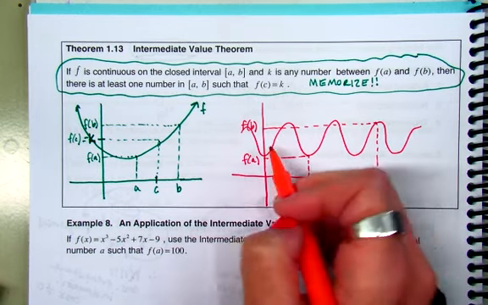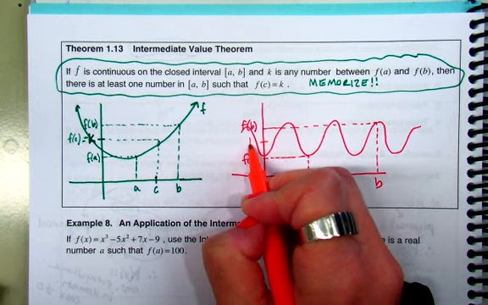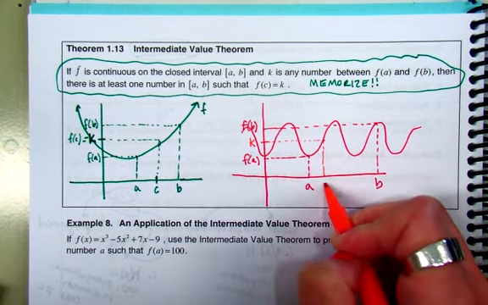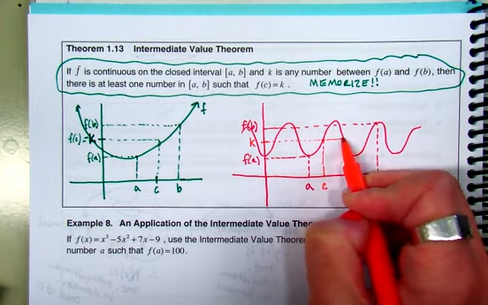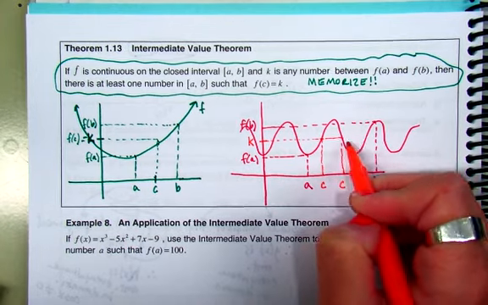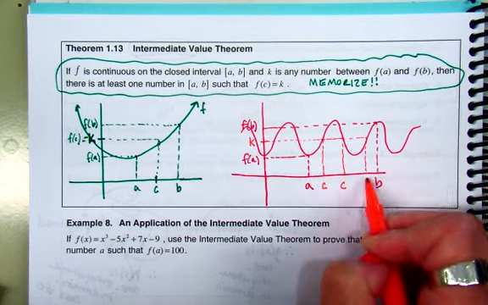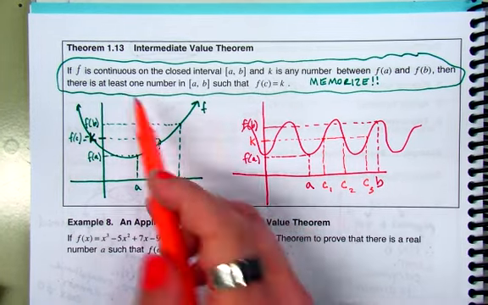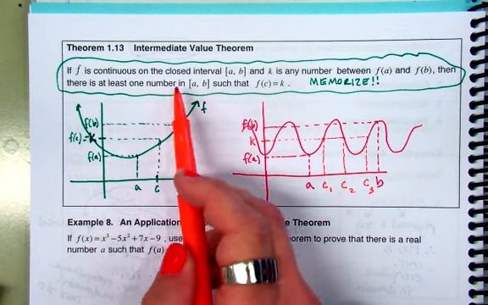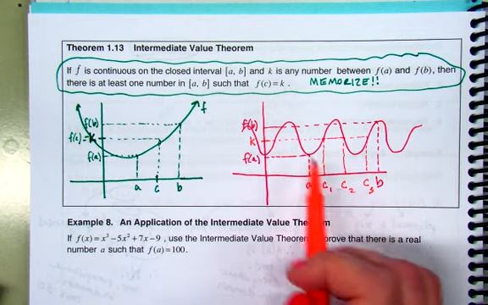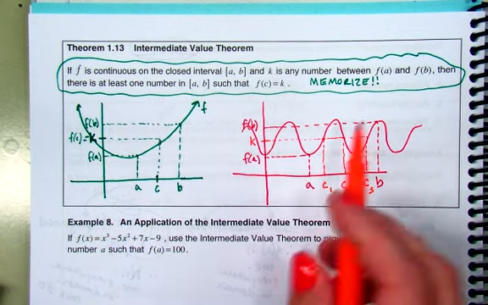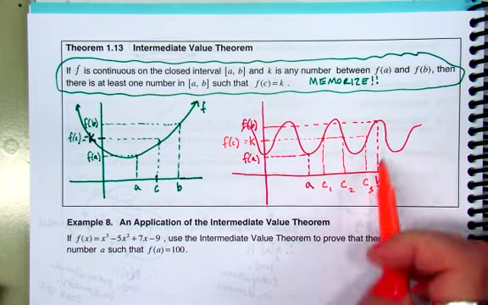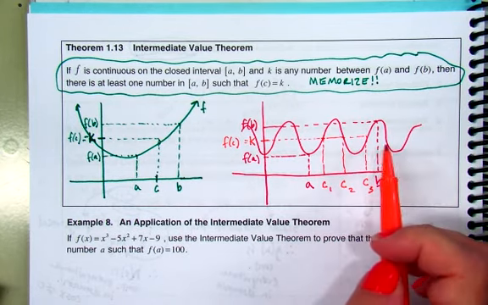Now again, let's just pick a k value in here. So where is that k value? Well, here, that gives me a c, here it gives me another c, and here it gives me a third c. So in this case, I have three values, and that's where the theorem said it gives you at least one number in that closed interval. This is an example of three numbers where k is equal to f of c, just because of the repeating periodic function that we have there.